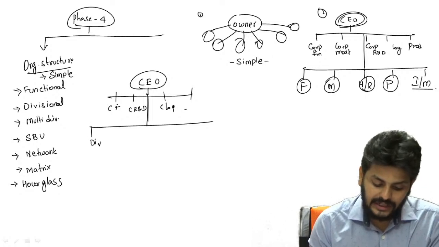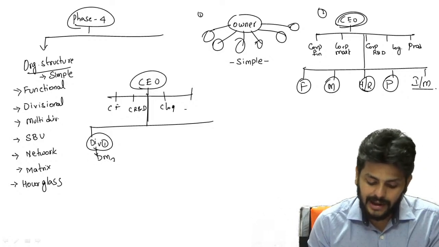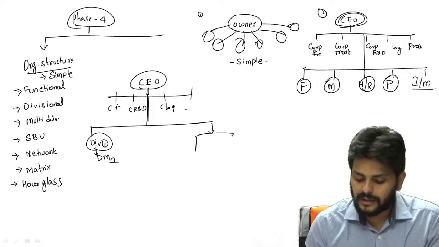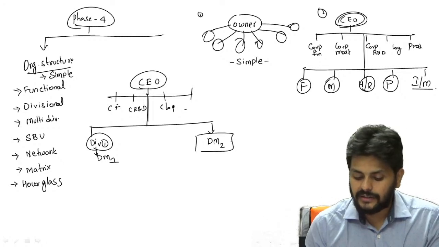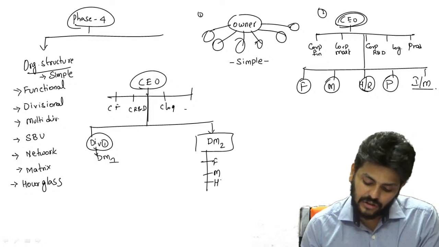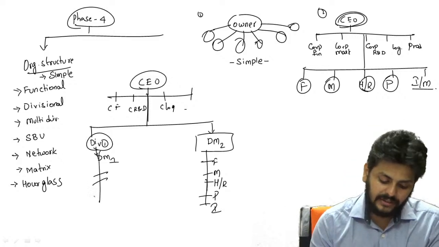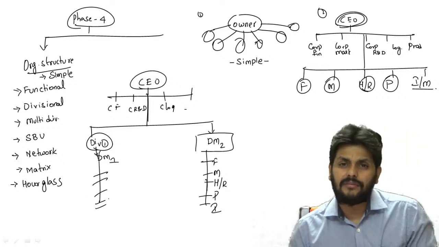So here we will have division 1, and this division 1 is headed by a divisional manager 1, and then we'll put another guy here, divisional manager 2. Under him we will have finance, marketing, HR, production, inventory, all that, same 5 this side also. What is the advantage of doing like this?